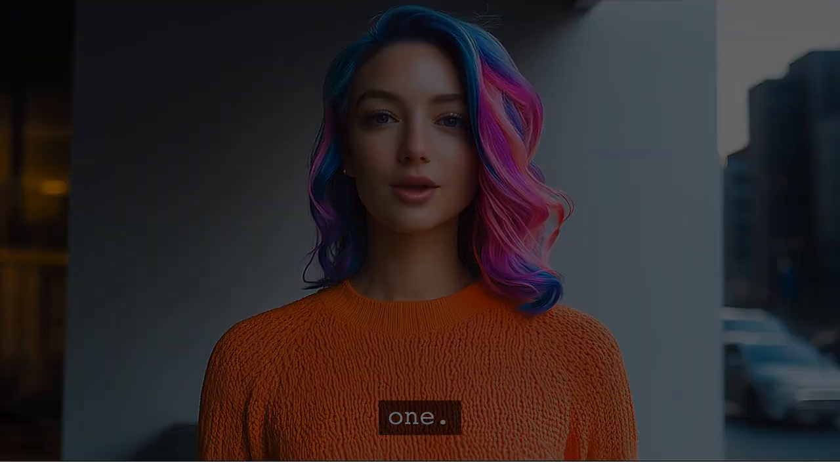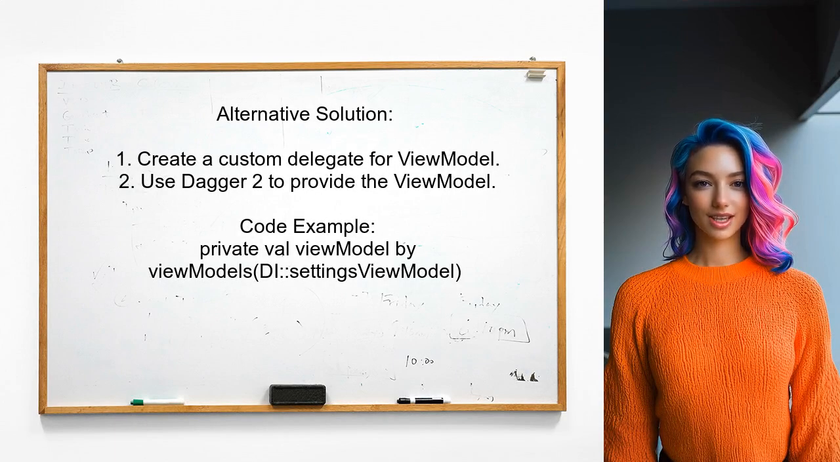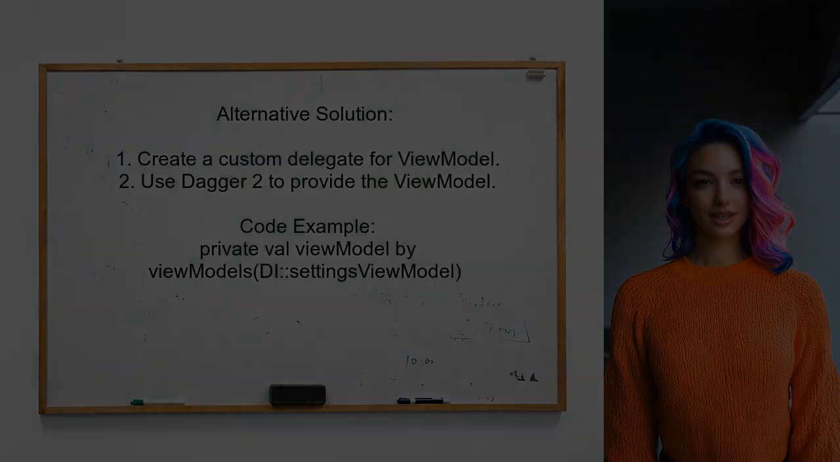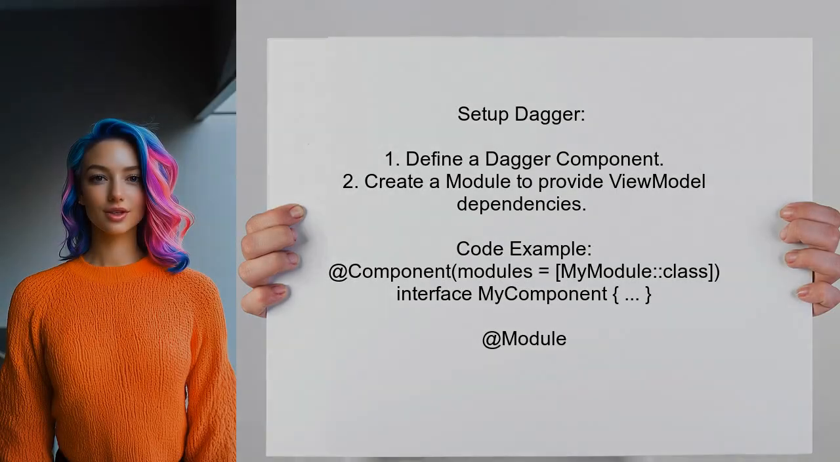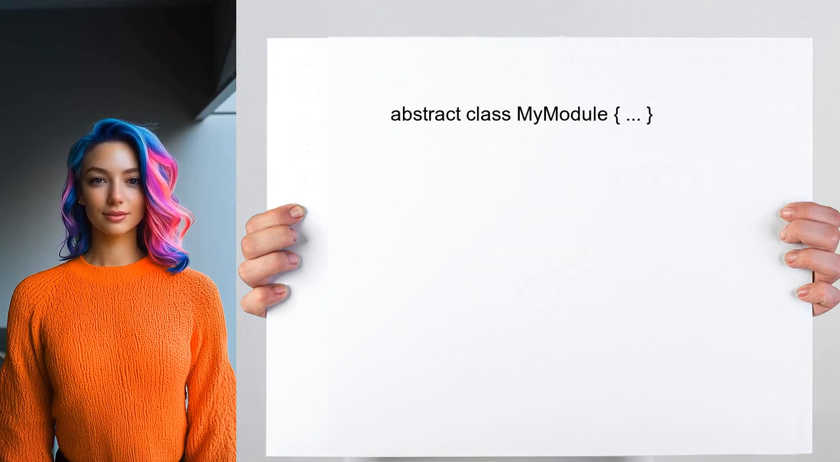Let's explore another one. An alternative solution involves creating a custom delegate for the view model in your fragment. This allows you to inject the view model using Dagger 2. The user defines a method that provides the view model and uses a Lambda function to create it. The user also shows how to set up a Dagger component and module to provide the view model dependencies. This ensures that the view model can be created with the necessary parameters.